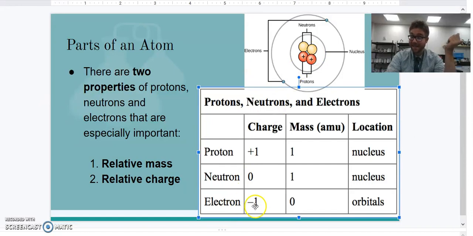An electron is negative, and it almost has no mass because it's so small. Sorry guys, it's late at night. All right. An electron is very small. No mass, but it does have a charge, and the charge is -1. Now we find an electron in the orbitals. The orbitals are also called shells. The shells go around the outside of the nucleus. This is the nucleus, that's the middle with the neutrons and protons. The electrons go around the outside.